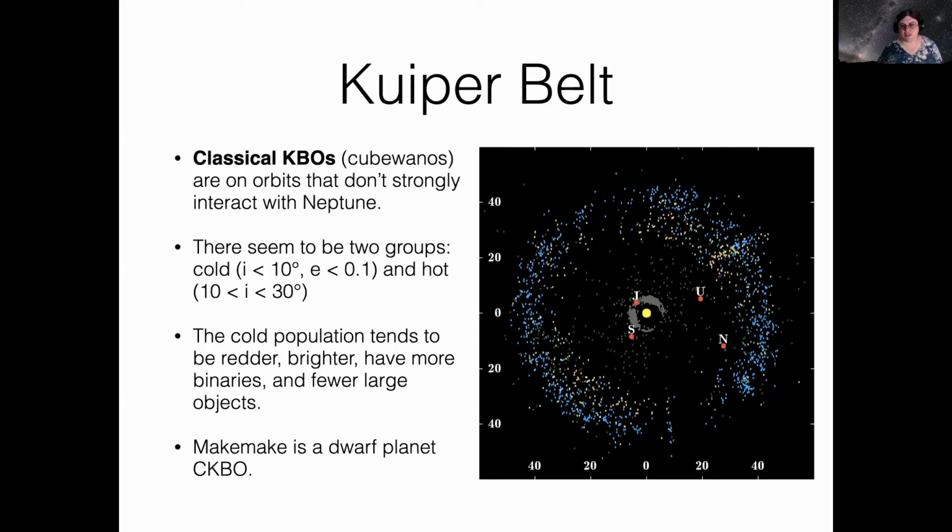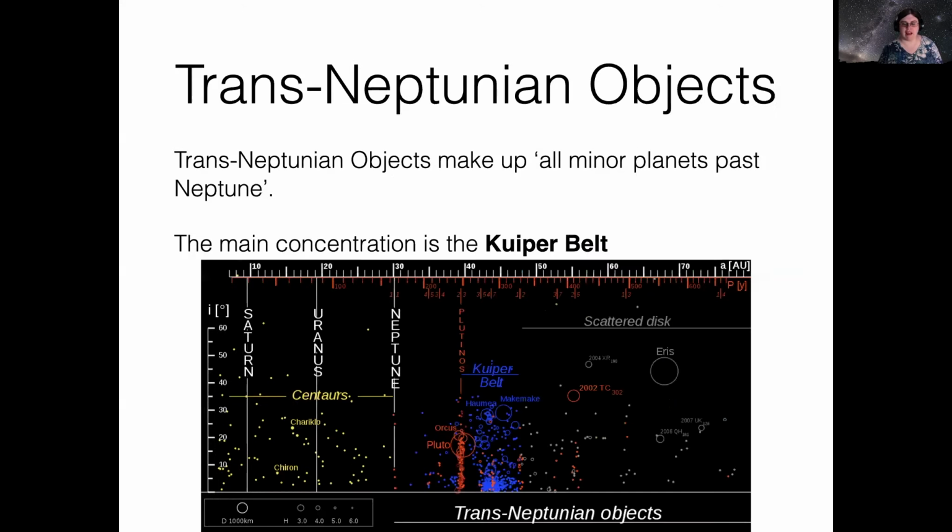Now, these are in orbits that stay far enough out of Neptune's region of influence that they're not being pushed around by Neptune. And there seem to be two groups. I'm going to go back a few slides. There seem to be two groups of Kuiper belt objects. We have the cold group, which is kind of clustered at the bottom there. These objects have pretty small inclinations and eccentricities. And you have the hot group near the top. Those have larger eccentricities and inclinations.